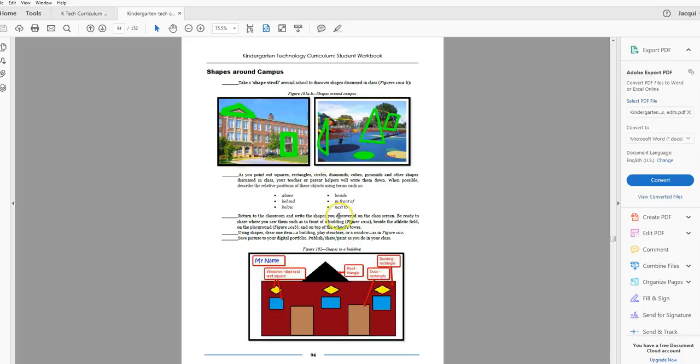We do this one a little differently because they are around school. You're not going to give them a picture to mark up. They're going to have people with them. They're going to call out what they see out there. They're going to go back to the classroom and then discuss it.